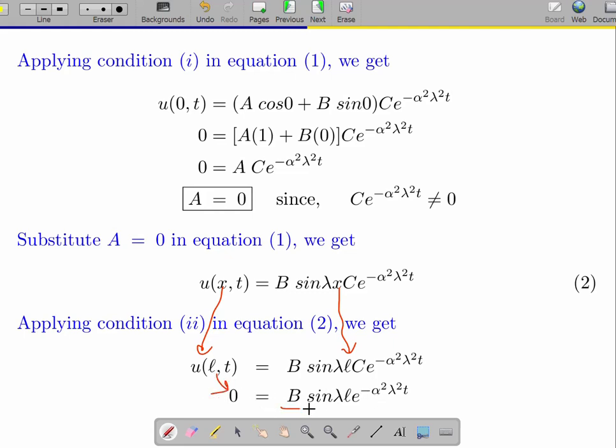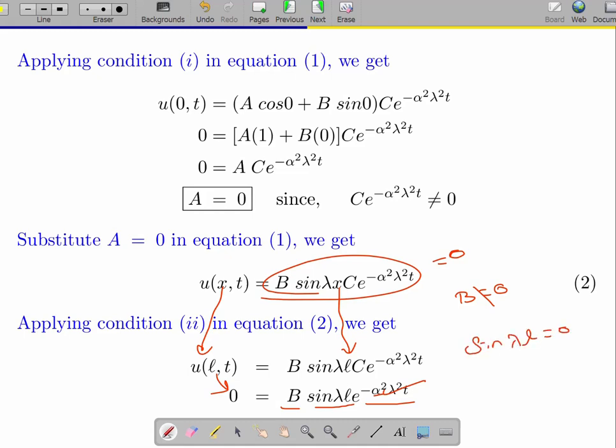So here also, either b is 0, or sine lambda l is 0, or e power minus alpha square lambda square t is 0. These are the three possibilities. Already we discussed that this is non-zero. Suppose b is 0, then the whole term tends to 0 and the solution is 0. Therefore we conclude that b is not equal to 0. The only possibility is sine lambda l equal to 0.